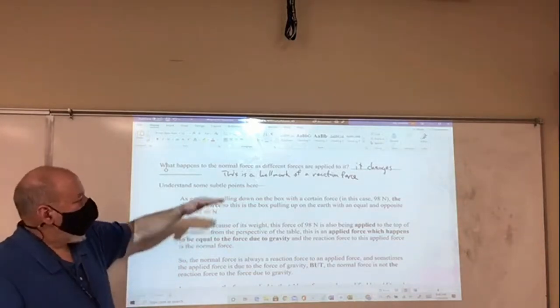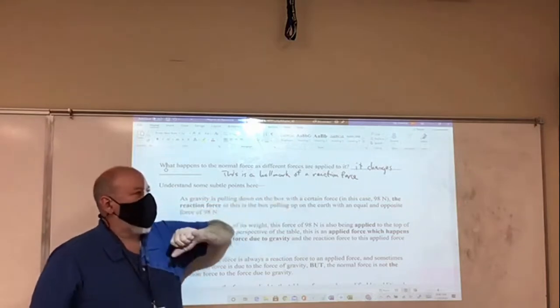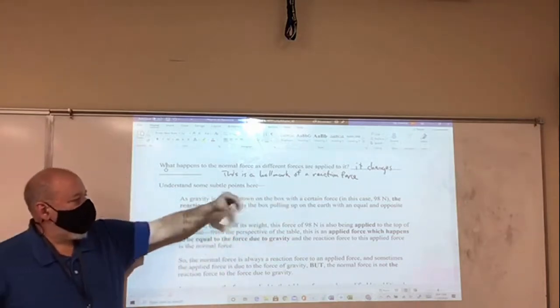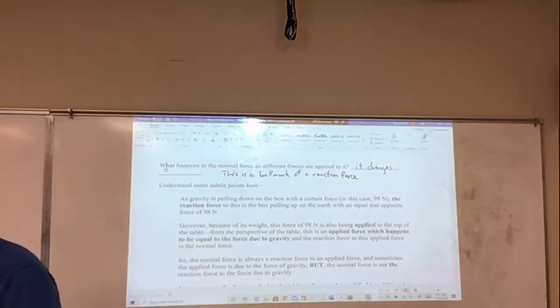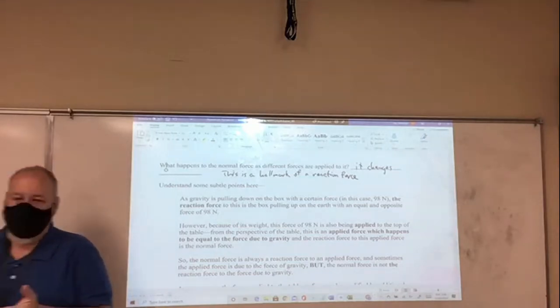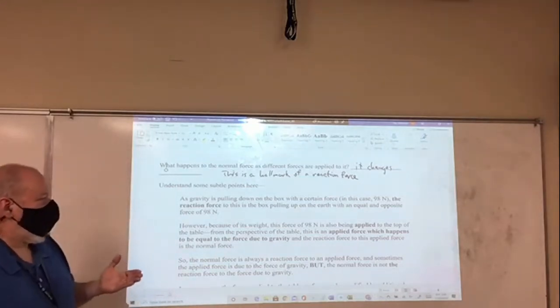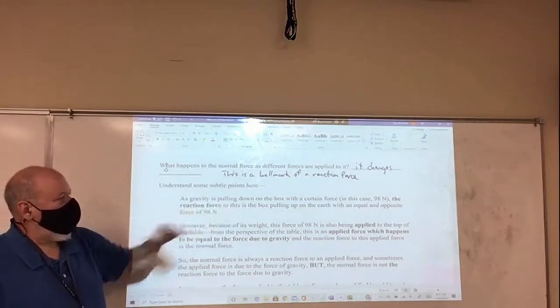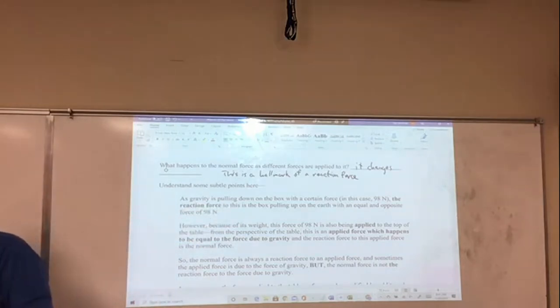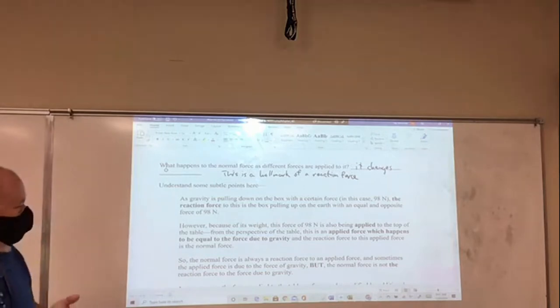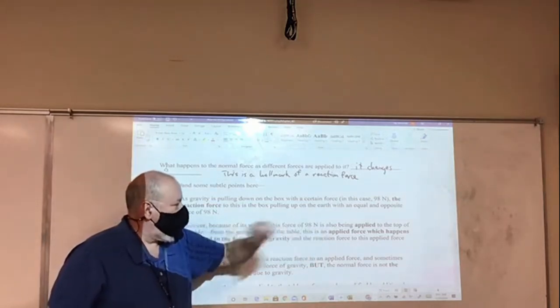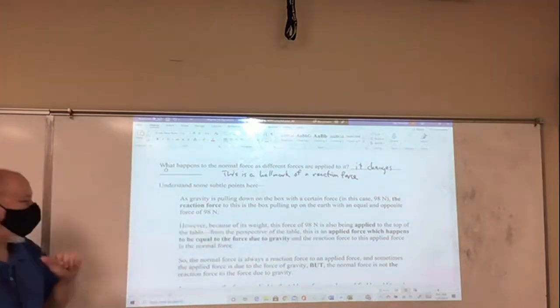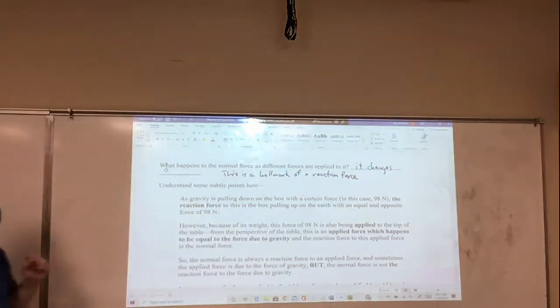Okay, so regardless of how ridiculous it seems, that box that's being pulled down by the Earth with a 98 Newton force is literally pulling up on the Earth with a force of 98 newtons. As ridiculous as that seems, that 98 Newton force on the Earth isn't going to cause it to do much, right? Okay. Now, however, because of its weight, this force of 98 newtons is also being applied to the top of the table.